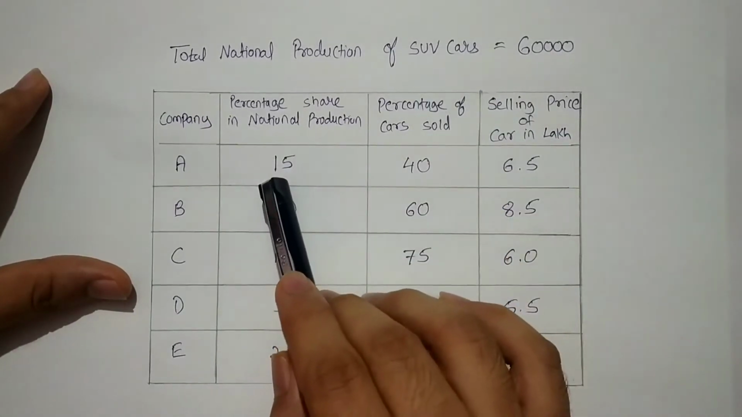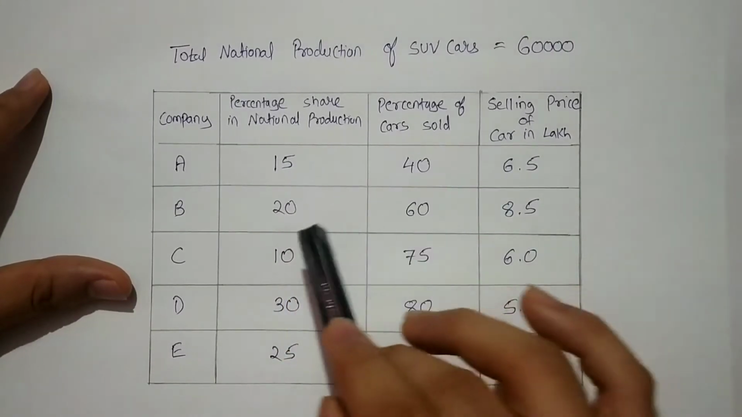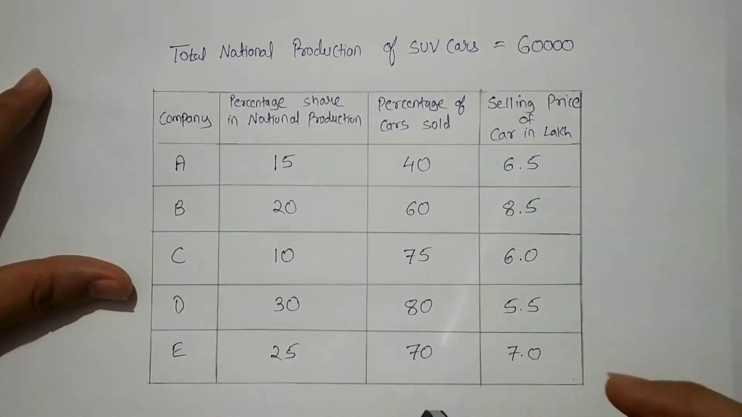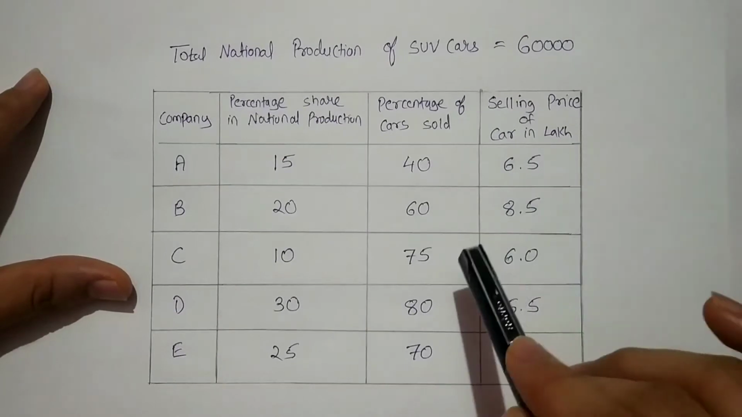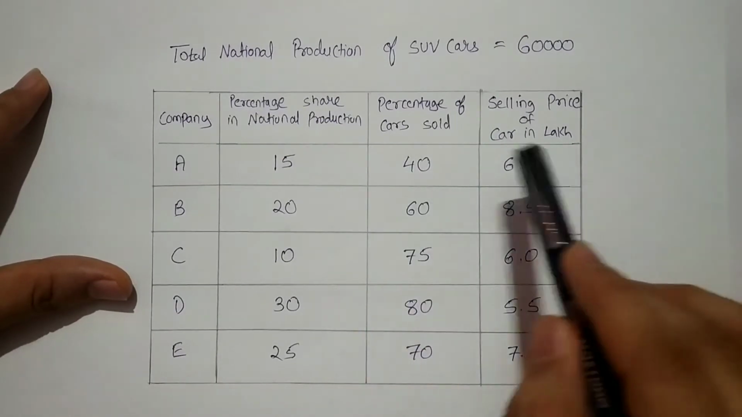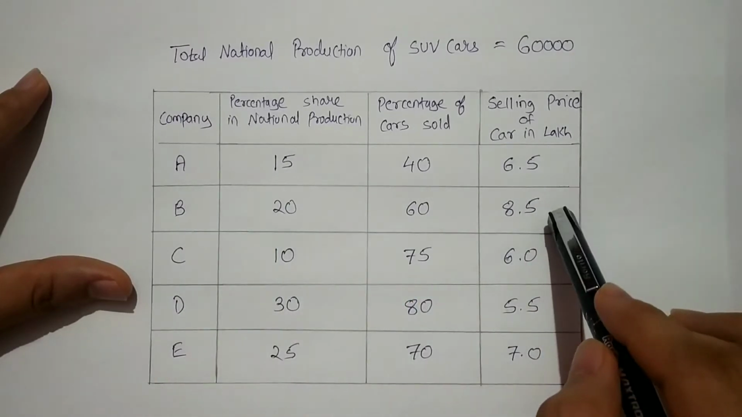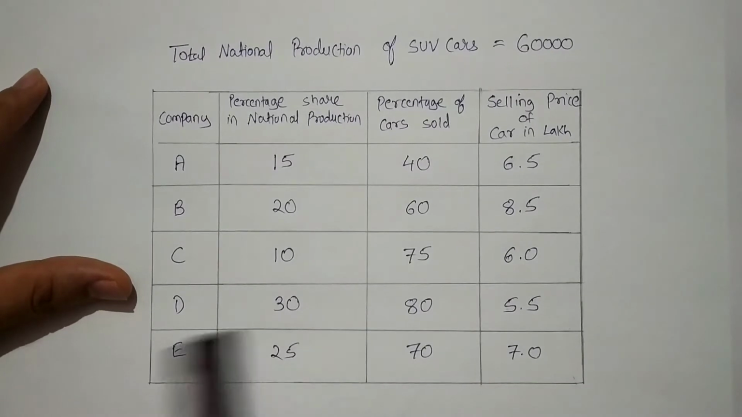Now in 15% whatever they are producing, they are selling only 40% of the car. B company sells 60% of cars, C company 75%, and so on. And they have given you the selling price of each car in lakhs. So A company has 6.5 lakh worth of this car, B company sells at 8.5 lakh, C company sells at 6 lakh, and so on. So this is the question.